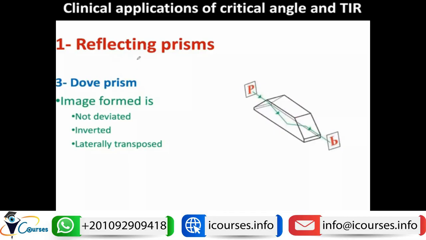Finally, the third type of the reflecting prisms is the dove prism. In the dove prism, the image is not deviated. So it enters from one surface and emerges from the other surface, and the light rays don't suffer any deviation. So it is just inverted and laterally transposed. If we have here an image, then this image will become inverted and laterally transposed. So this will be the characters of the image of the dove prism.